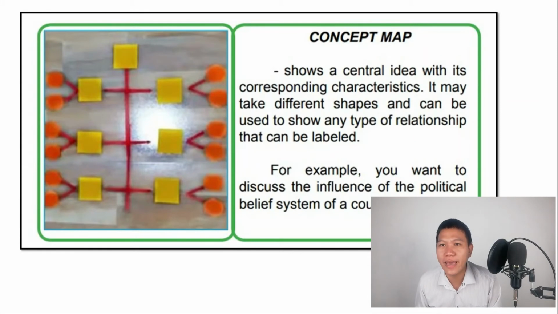Next is the concept map. This one is one of the basic and popular diagrams or textual aids. It shows a central idea, a concept, with its corresponding characteristics. It may take different shapes and can be used to show any type of relationship that can be labeled. Okay, this one is very general.